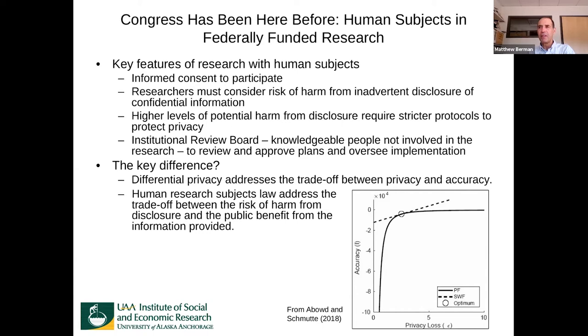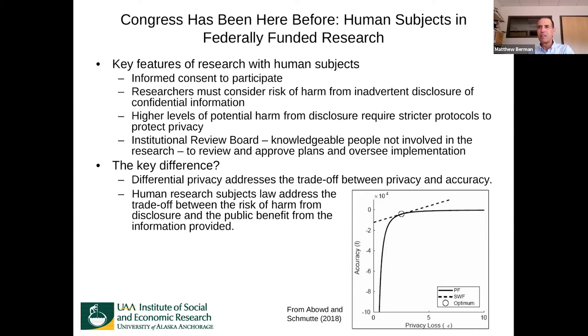That's not in the census legislation. And perhaps more importantly, the researchers have to consider the risk of harm from inadvertent disclosure. So in the census case, the law makes absolutely no distinction between whether your house is occupied and your citizenship. And just think about that. The law doesn't make a difference. But what could cause more harm if it's disclosed, your identity, your citizenship, versus whether you live in a certain house?